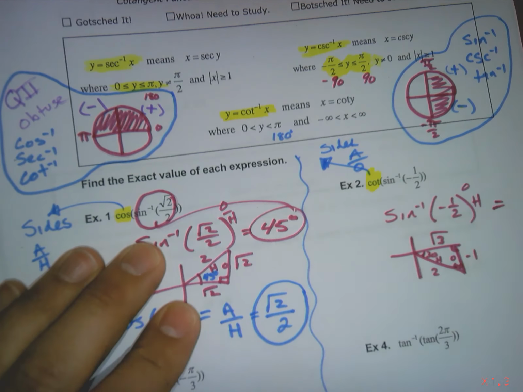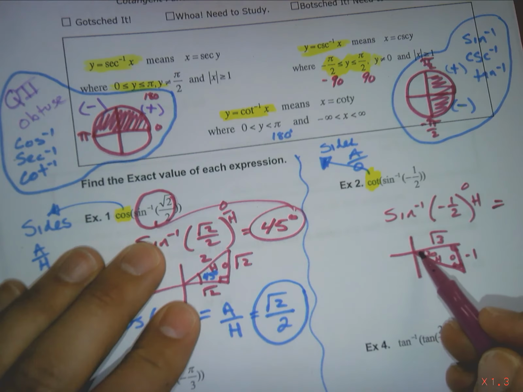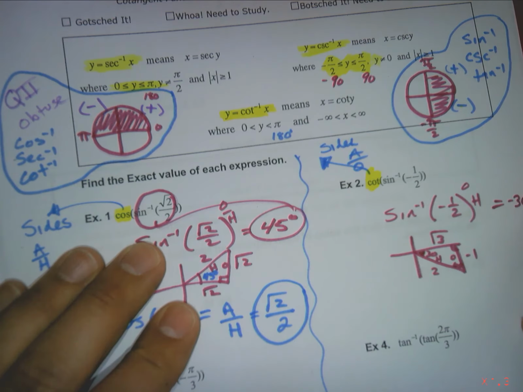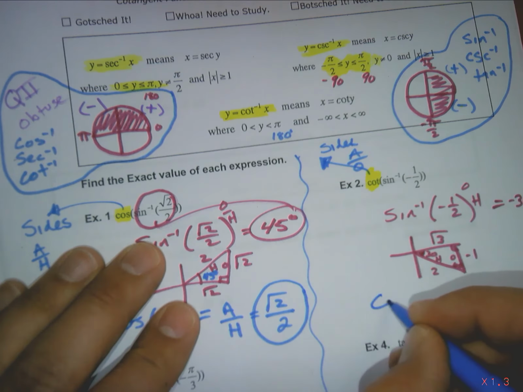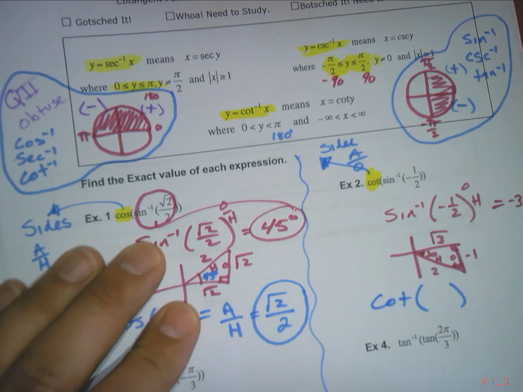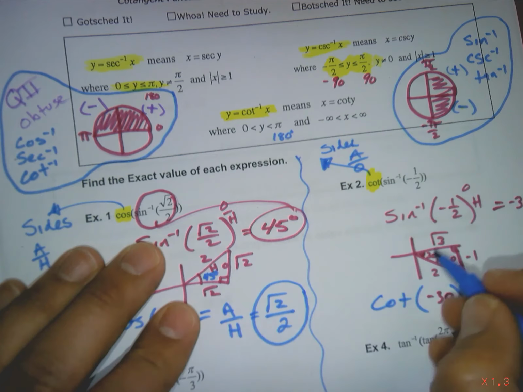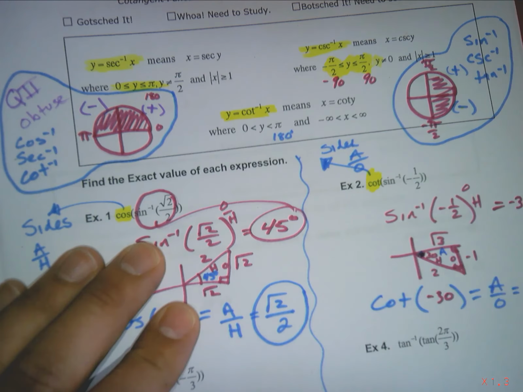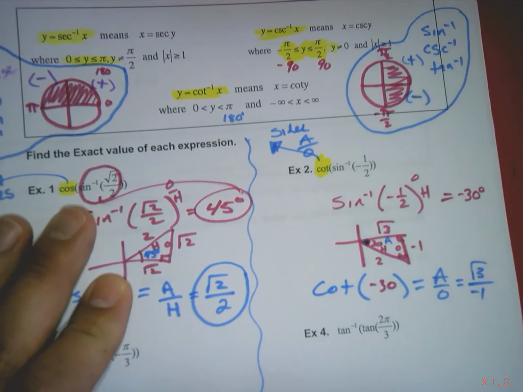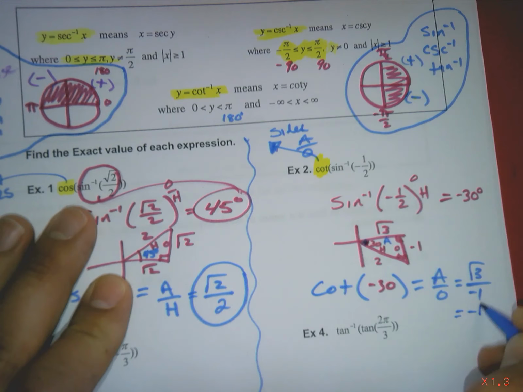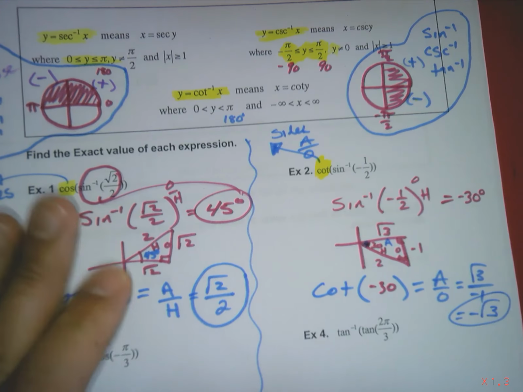So inverse sine of -1/2 is this angle, 30 degrees, which is in this case -30 because it's going down. And that's basically what I want to do: figure out what is the cotangent of -30. What is A over O? Well, what's A of this angle? √3. And then O is what, -1? So final answer, I'd probably simplify that to -√3. Final answer.